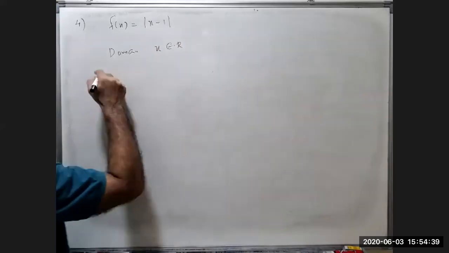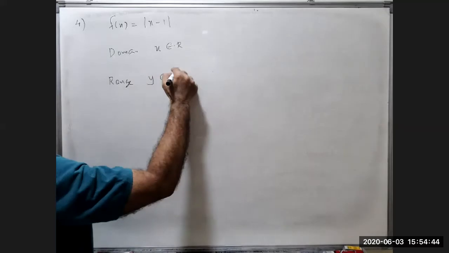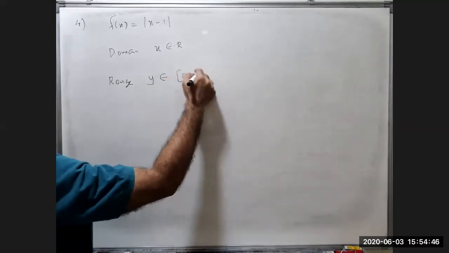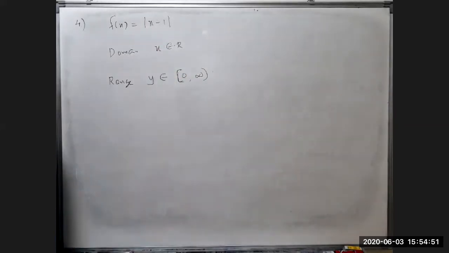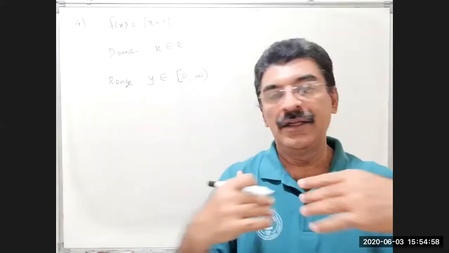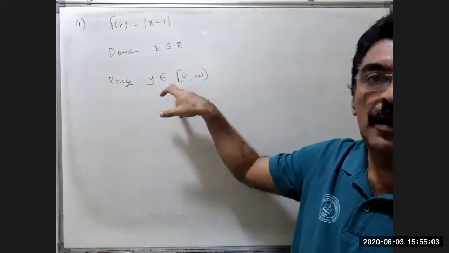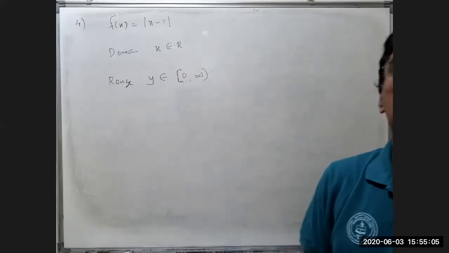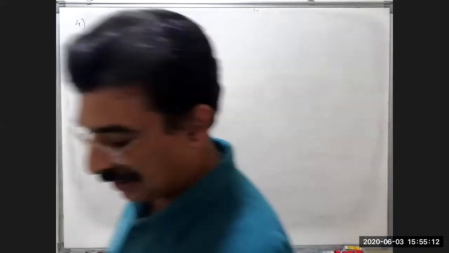And what about the range, y? Range y belongs to 0 to infinity. Why? Because for all modulus questions, whatever is coming inside it can be any real number, and definitely modulus will not be negative. Modulus is always non-negative. Modulus cannot be negative. So the range is 0 to infinity. Next one is an interesting one.